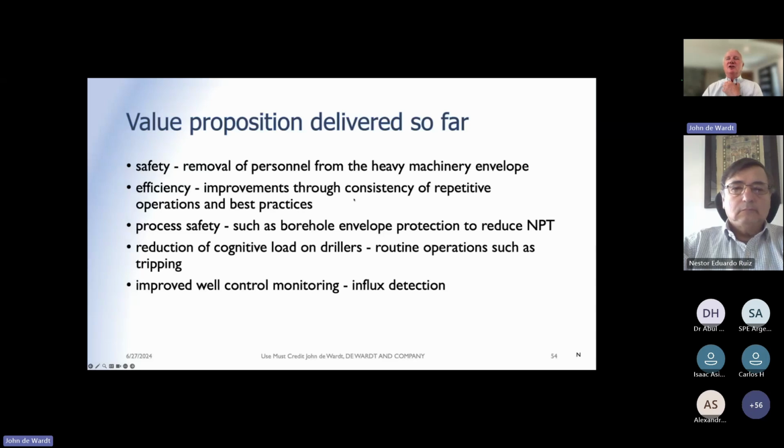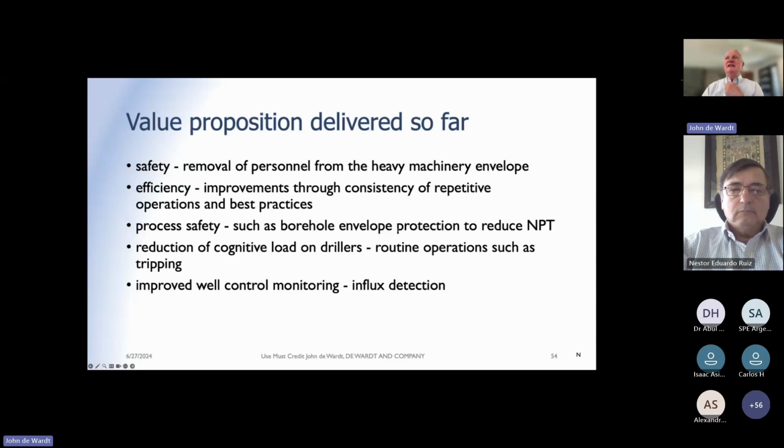You just have to look at the long tails on connection times. You know, it's 2 minutes, 2 minutes, 5 minutes, 2 minutes, 1 minute, 50 seconds. So you get a few seconds on the upside, you get minutes on the downside. If you get rid of the minutes on the downside, your mean goes up. Your mean gets quicker. Process safety, borehole envelope protection.